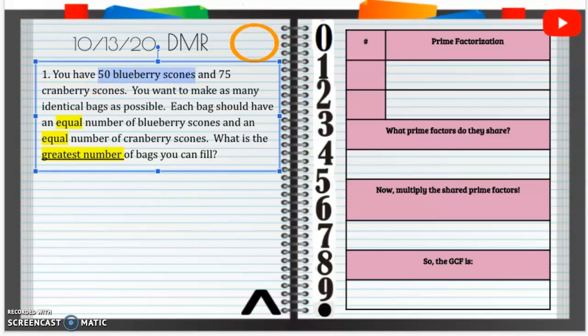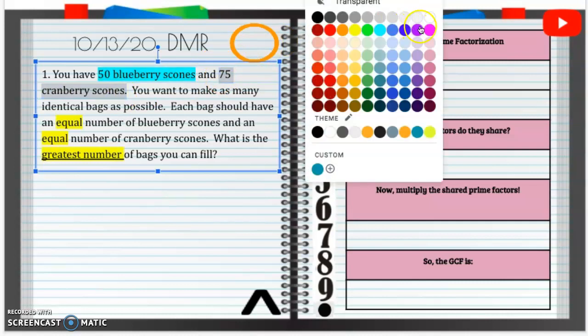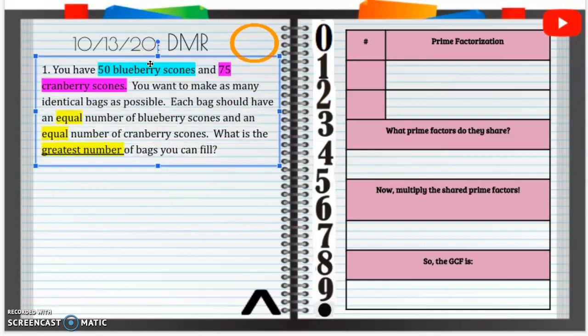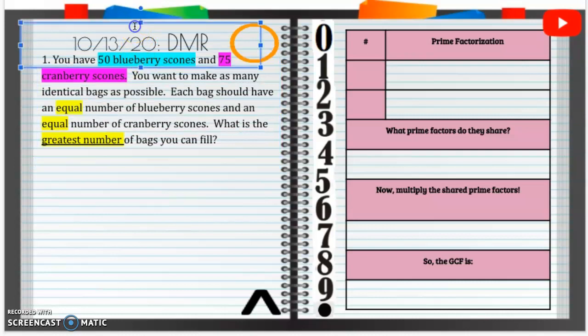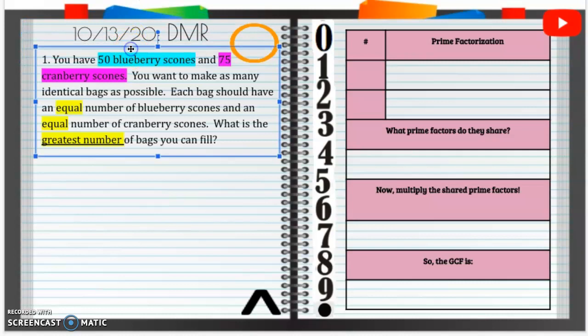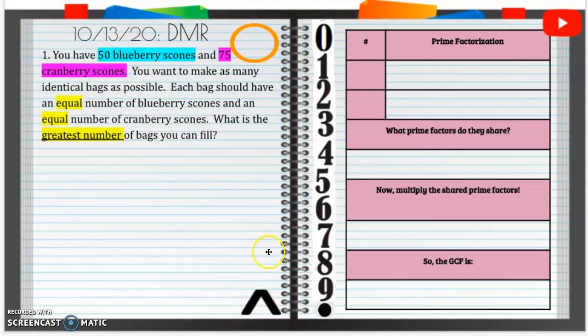But what are we going to find the greatest common factor of? Well, there's 50 blueberry scones. I'm going to highlight that. Let's do that in blue. And then there's 75 cranberry scones. So our two numbers are going to be 50 and 75. I'm going to move this up so that we have a little bit more space. You can as well if you'd like. So we're going to have 50 and then we're going to have 75.